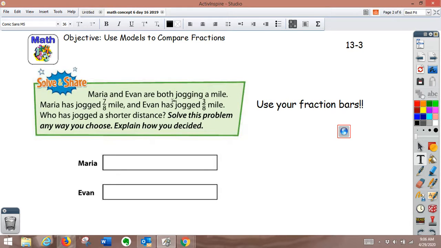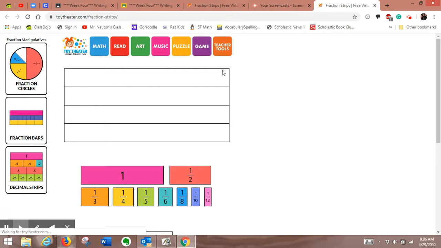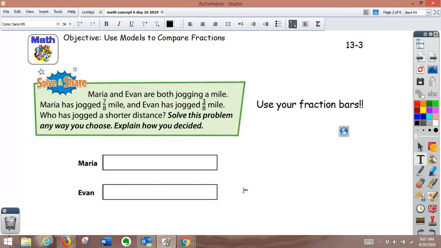Maria and Evan are both jogging a mile. Maria has jogged 7/8 of a mile, and Evan has jogged 3/8 of a mile. Who has jogged a shorter distance? You may use your fraction bars if you have some at home. You may also go to our new favorite website, the fraction strips. You may use that also, toytheater.com/fraction-strips. So go ahead and pause and see what you can do to figure this out. Who has jogged a shorter distance, Maria or Evan? Press pause.